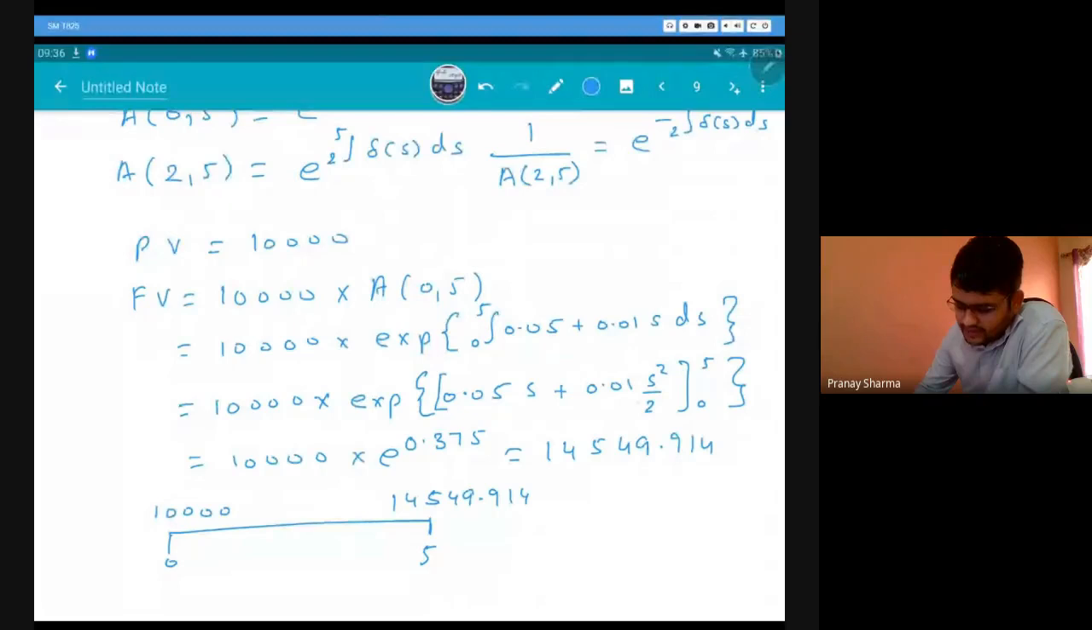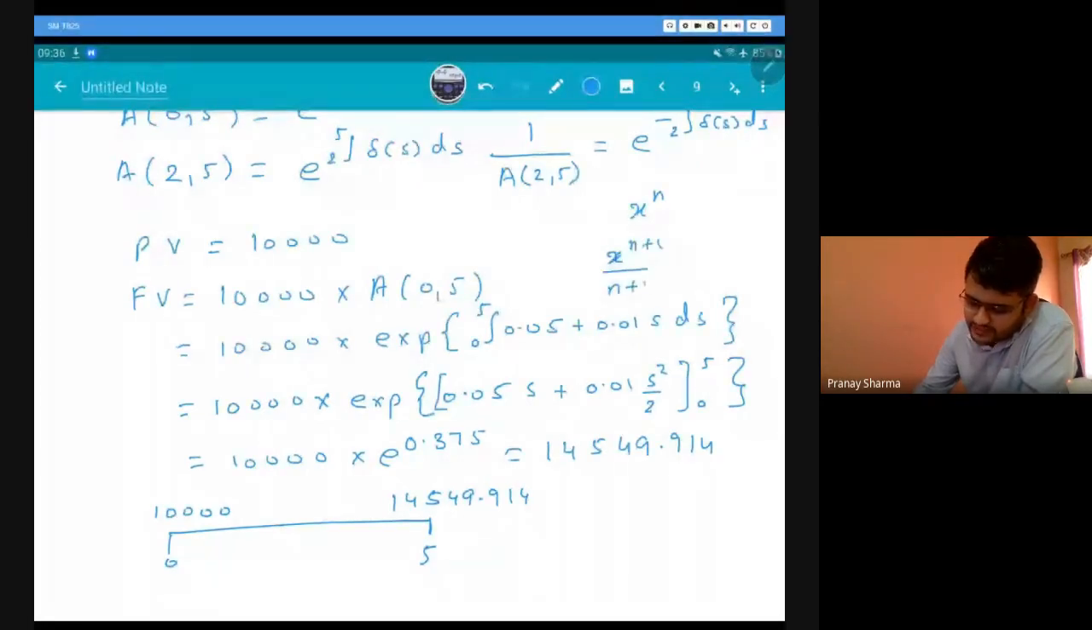Okay, so we have s square by 2, right? Integration of s would be s square by 2. Integration of x raised to n is what? We have x raised to n plus 1 by n plus 1. This becomes our integration of x raised to n. So integration of s would be s raised to 1 plus 1 by 1 plus 1.